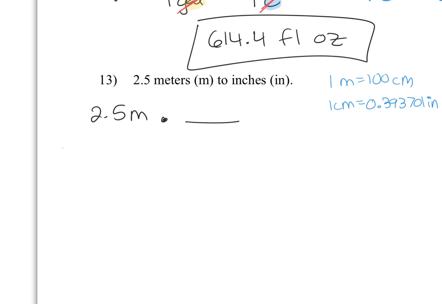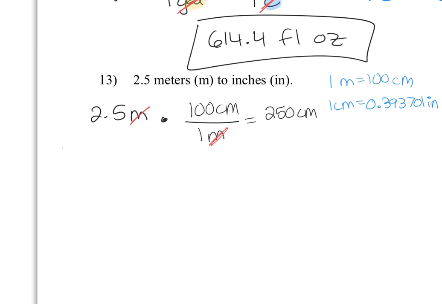So this first one, I need my meters. So I have 1 meter. Does that go on top or bottom again? Bottom, good. And then my 100 centimeters goes on top. So I'm going to calculate this one first, and I'll see what I get. My meters cancel out. 2.5 times 100, what do we get there? 250. Good, 250, and now I have centimeters there.